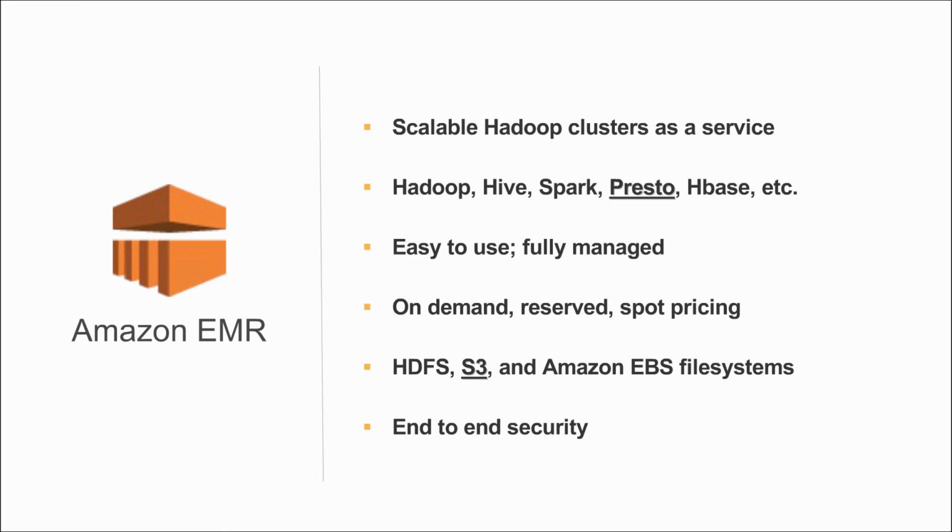You have three different ways to pay for EMR. You can use the standard on-demand pricing, hourly pricing for EC2 instances. With reserved, you can commit to using a certain number of EC2s for 1 to 3 years and get a discount because of that commitment. And then finally is spot pricing.